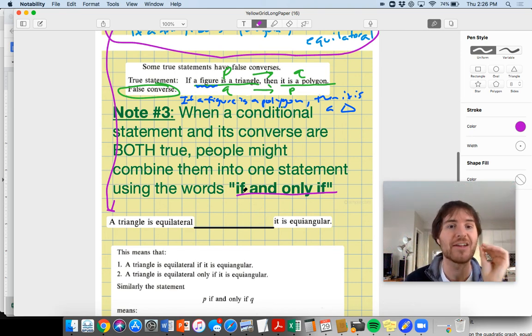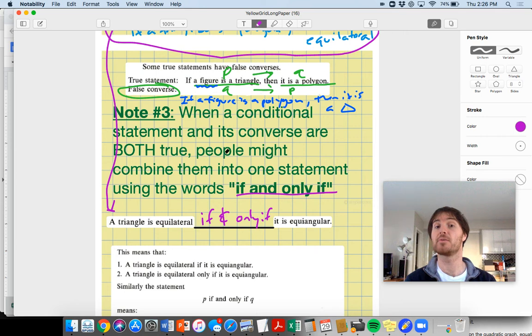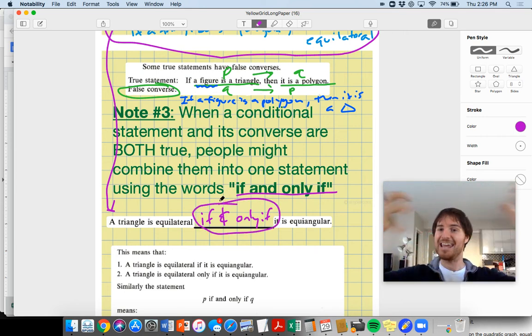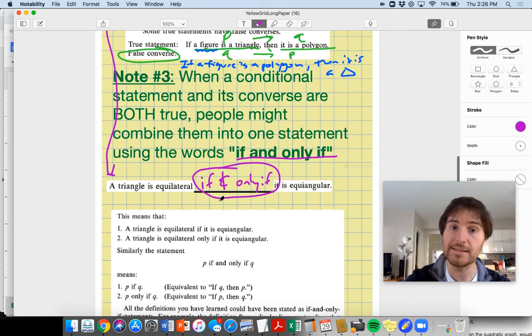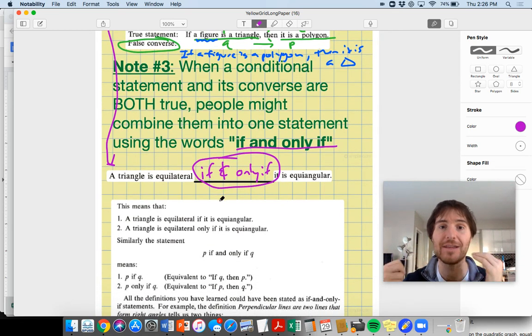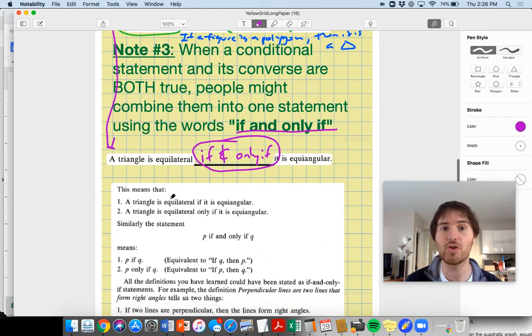So check it out. A triangle is equilateral if and only if it is equiangular. Know this, this is a way we can say two things at once with one sentence right here. A triangle is equilateral if and only if it is equiangular. This means that a triangle is equilateral if it is equiangular.